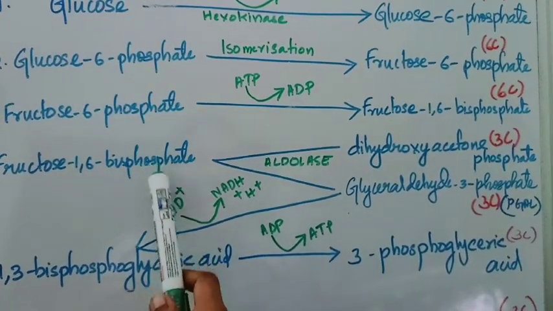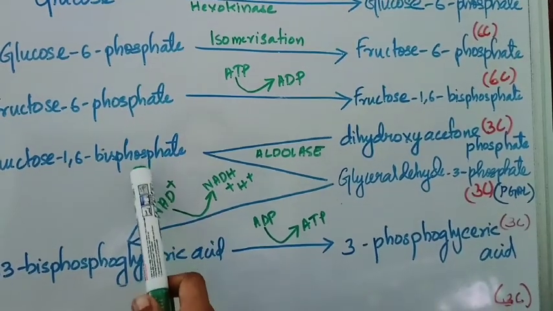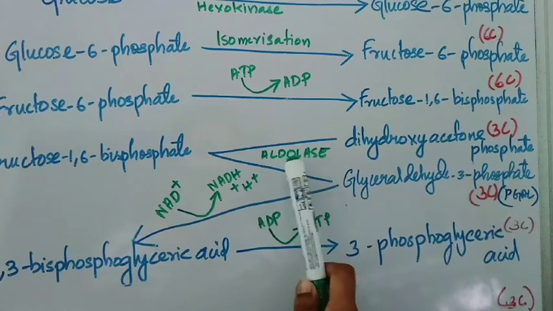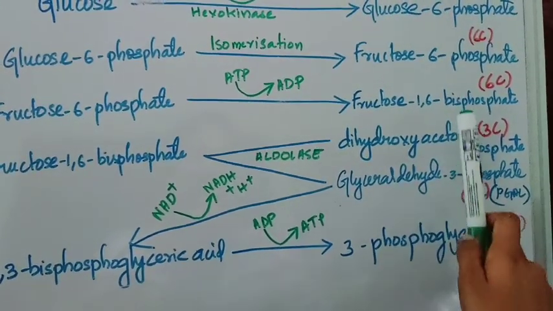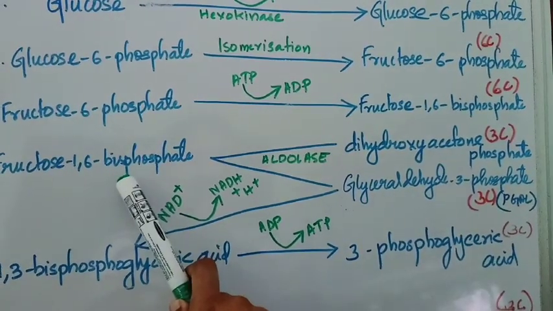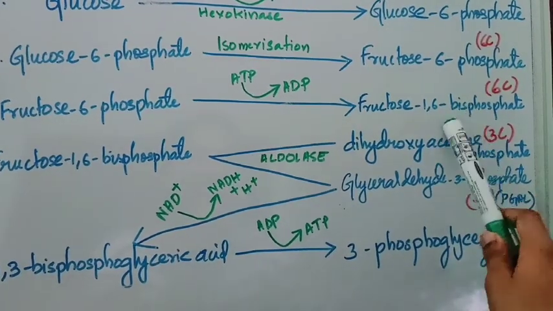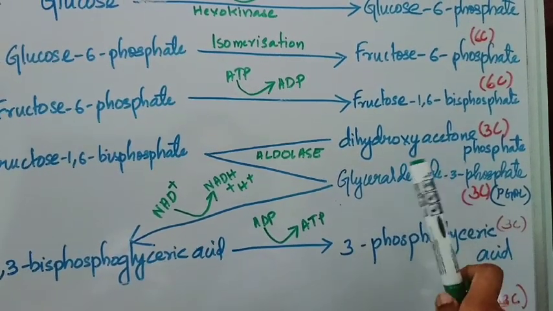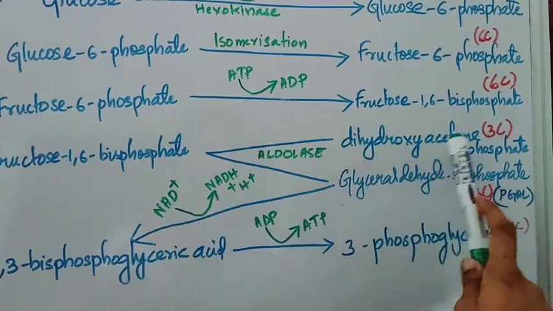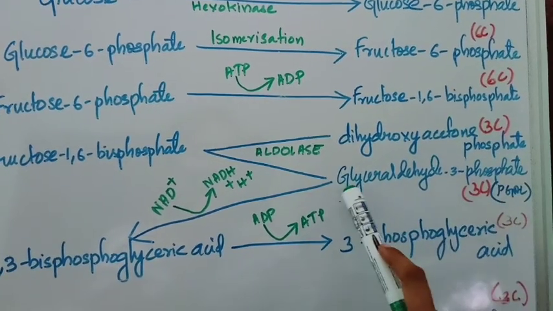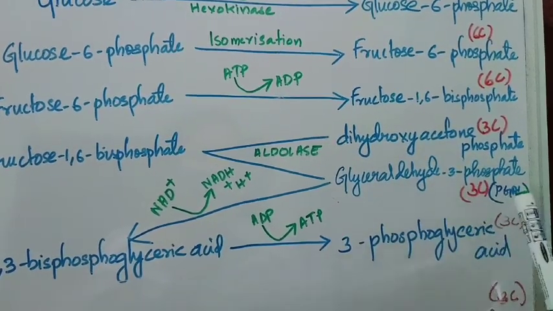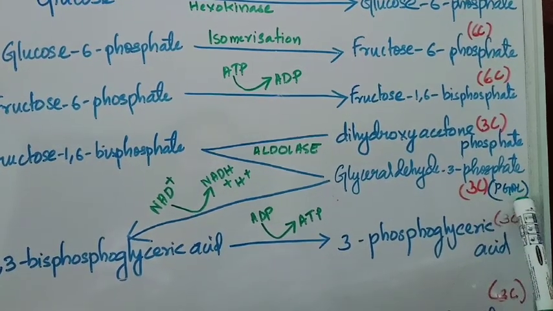Now this is a 6 carbon molecule. This 6 carbon molecule is now being split by the enzyme aldolase into 2 3 carbon molecules. Which are the 3 carbon molecules formed here? Dihydroxyacetone phosphate and glyceraldehyde 3-phosphate. Glyceraldehyde 3-phosphate can be shortly called PGAL.